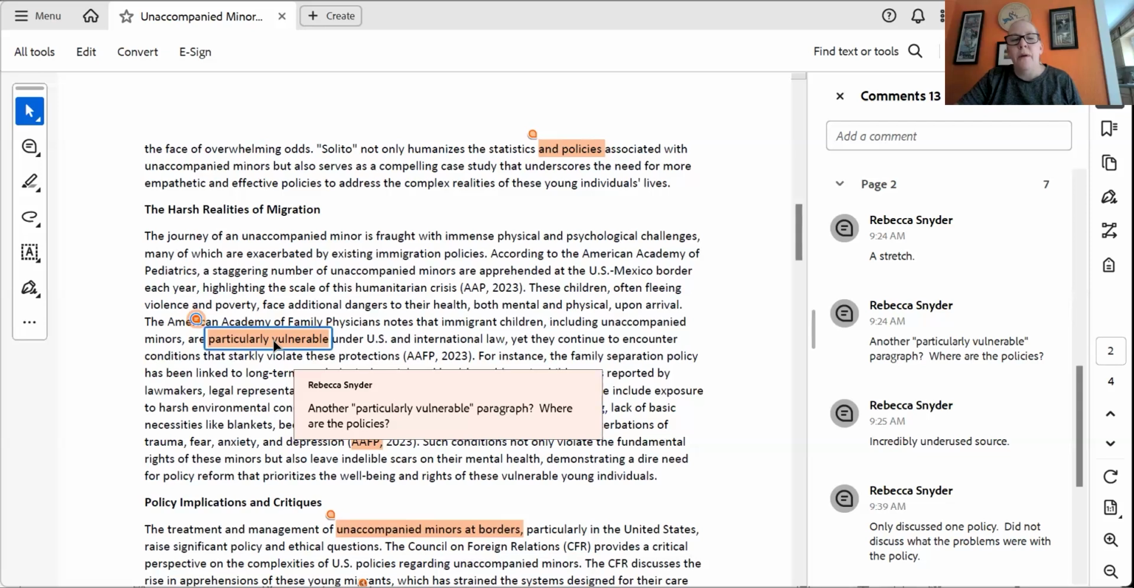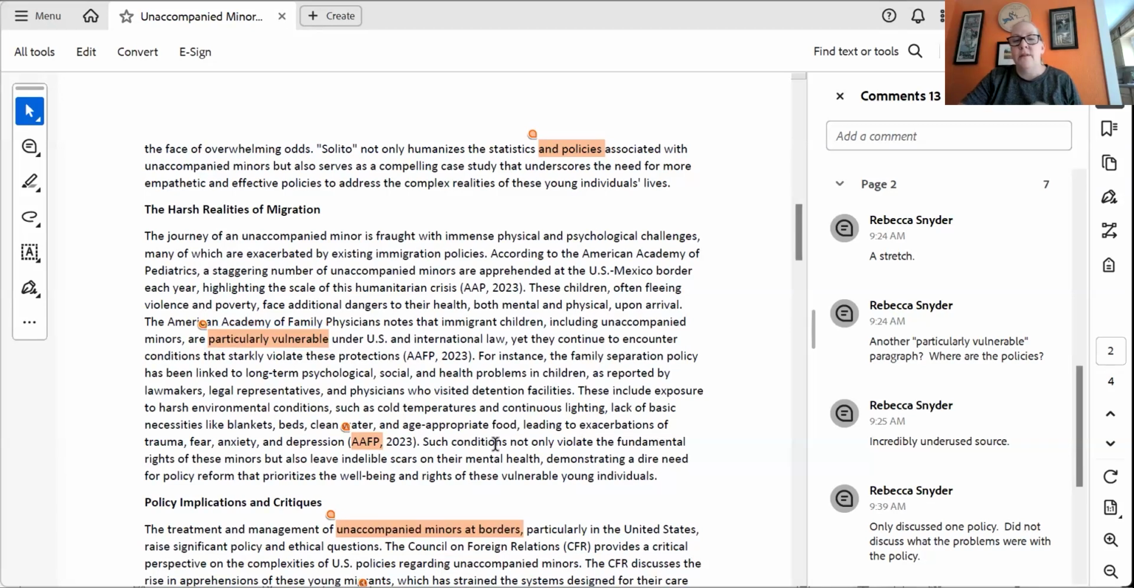They pick up on the fact, again, of the harsh realities of migration, that there's no policy discussions in here, and that this is almost the same content as the previous. Now it gets a little bit into it. It'll name topics, it'll talk about environmental conditions, it'll talk about age-appropriate food. It has a few things mentioned in here. Those things probably appeared in the abstract of this article, but none of it's specific to any policy changes.